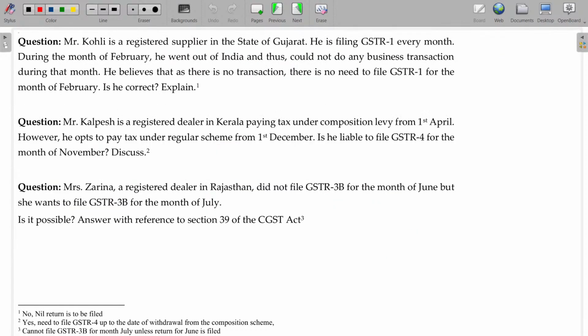Now, Mr. Kohli is a registered supplier in the state of Gujarat. He is filing GSTR every month. During the month of February, he went out of India and thus could not do any business transaction. He believes that as there is no transaction, there is no need to file GSTR. No, he has to file, but at least he has to file a nil return using the mobile.